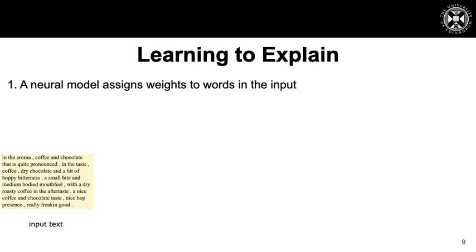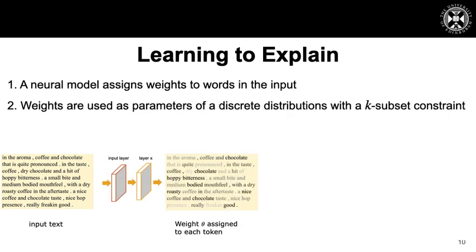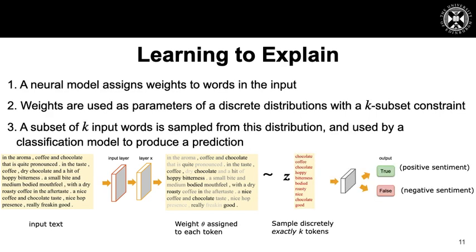Another example is learning to explain. Here we have an input text containing, for example, a review. We feed the review to a neural net, which assigns an importance weight to all of the words in the review. And then, based on those importance weights, we select the k most important words, and only based on these selected words, predict the rating of that review. And the problem is, how do we backpropagate through this discrete selection step here?